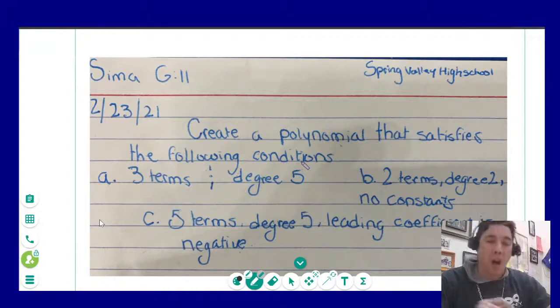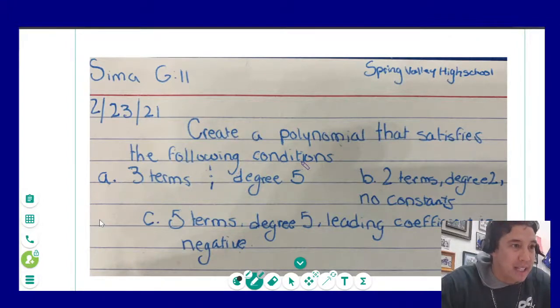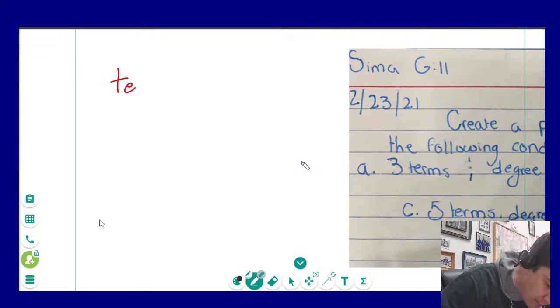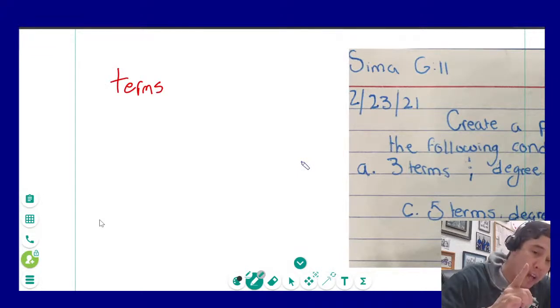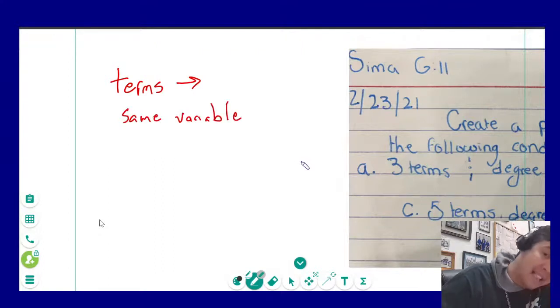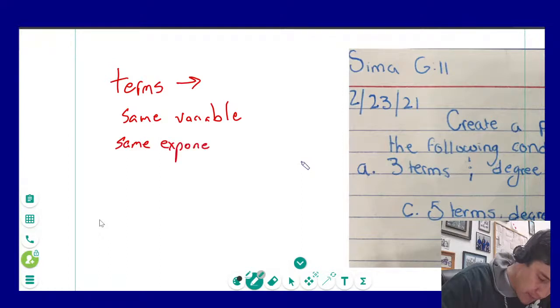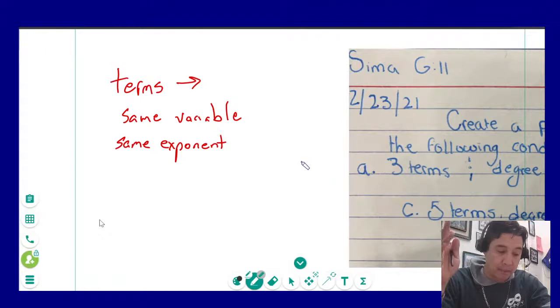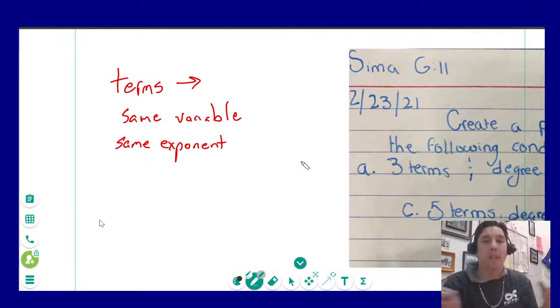Terms, all right, let's write down some vocabulary here that you need to know. Terms, you should consider the same variable and the same exponent. Same variable and same exponent. And if you have the correct combination of the same variables and the same exponents, then you can combine like terms, which is something you're going to have to be very fluent at. Anytime you see something's the same, you can combine them.